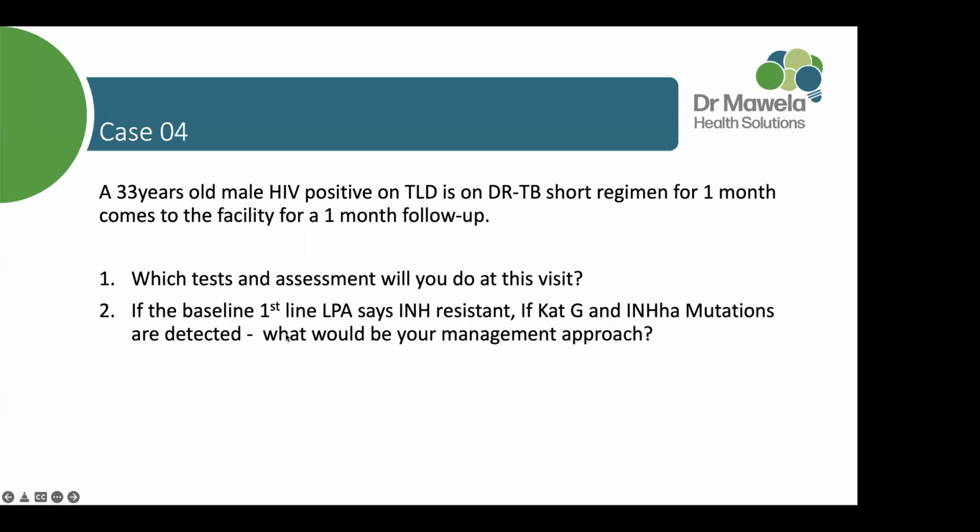Dr. Muliva, picking your brain for the last time. A 33-year-old male patient, HIV positive on TLD, tenofovir, lamivudine, dolutegravir, and is taking a short regimen. He's been on the short regimen for 1 month and comes to your facility for the 1 month follow-up. Can you address some of the assessments that are important? Now, bullet 2 says the baseline LPA result: first-line LPA says INH resistant, and unfortunately we are picking up both katG and inhA mutations. What is the approach to this?